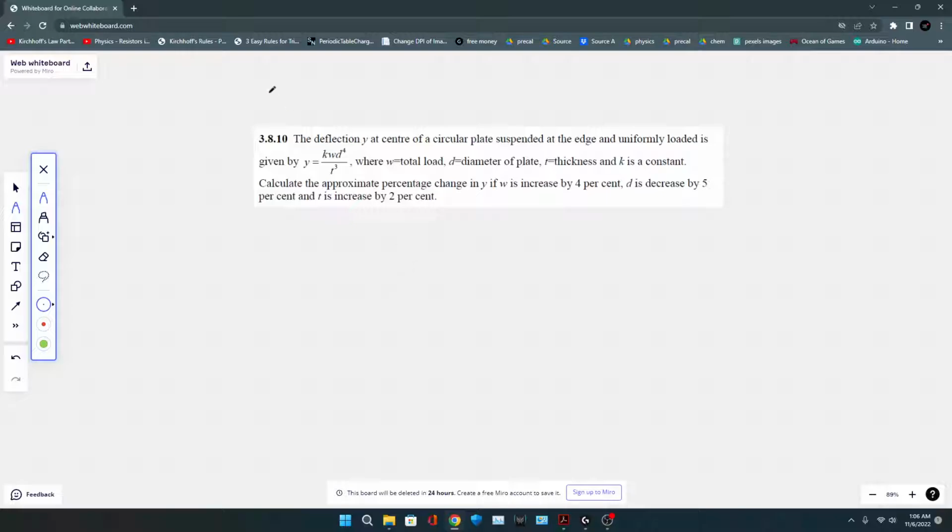So the question states yang the deflection y at the center of a circular plate suspended at the edge and uniformly loaded is given by this equation. So okay, first kali kita tulis equation dia. Y is equivalent to k w d to the power of 4 divided by t cube, where w, total load ni unknown, t is for thickness unknown, and k is a constant.